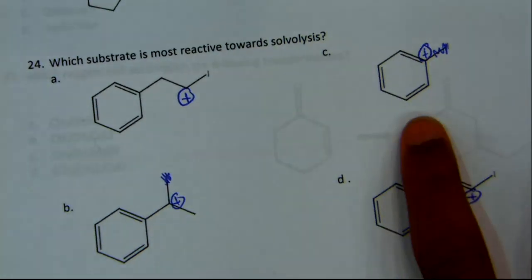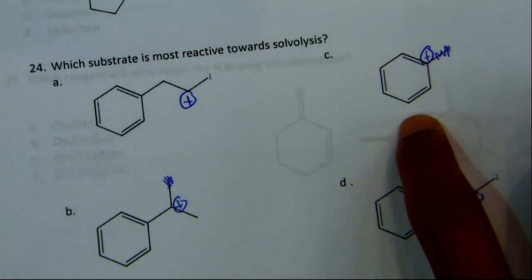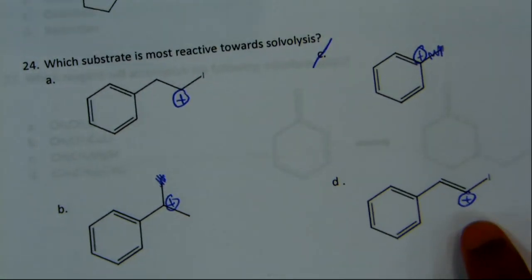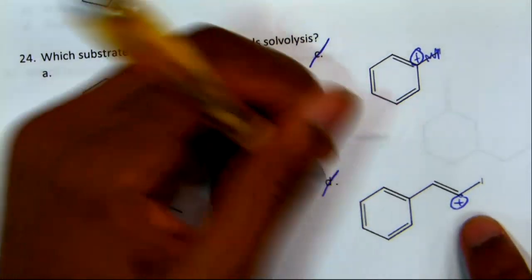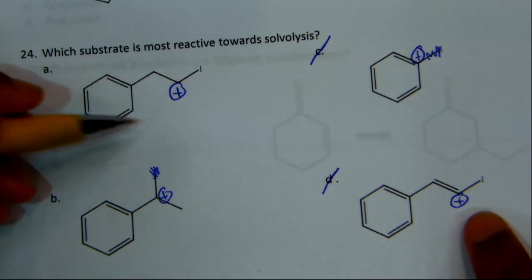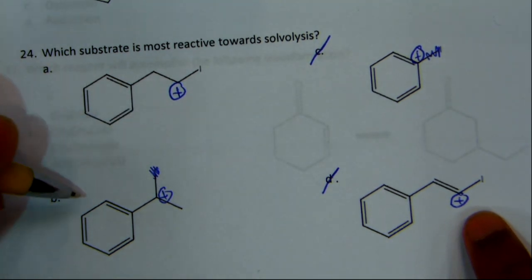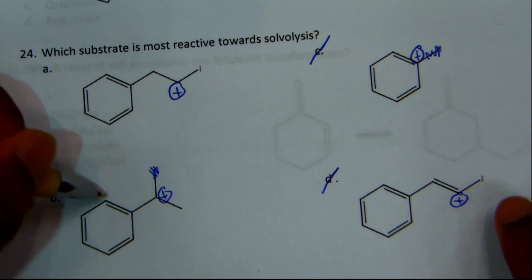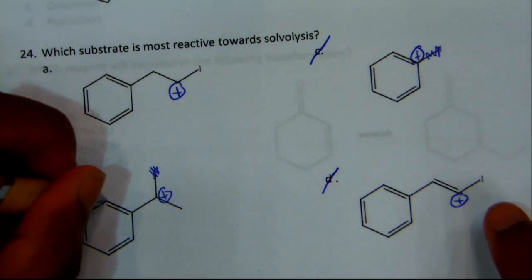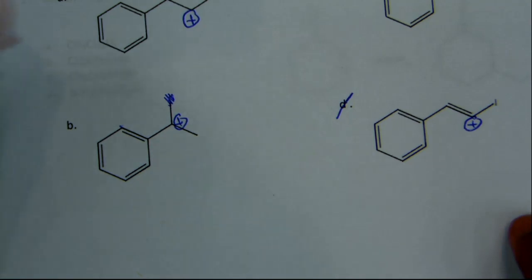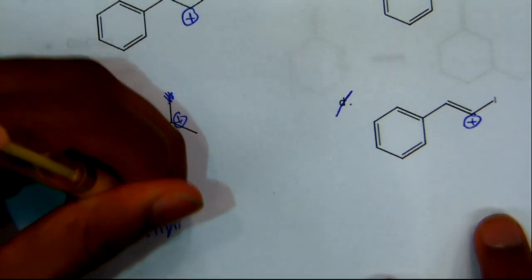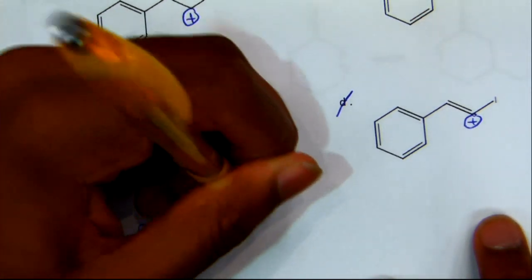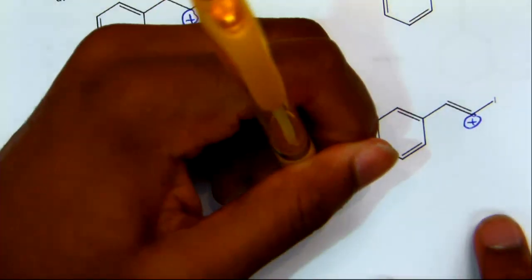Looking at this, is a vinyl carbocation stable? No, so this is probably not going to happen. Is, once again, another vinyl carbocation stable? No, not going to happen. This is primary, not really that stable, but this one is conjugated, and this carbon is called allylic. Or you can call it the benzylic or whatever. So it's allylic, tertiary, secondary, primary.